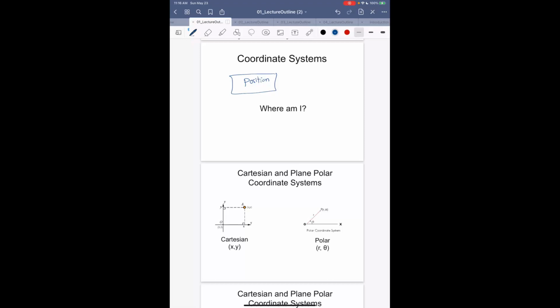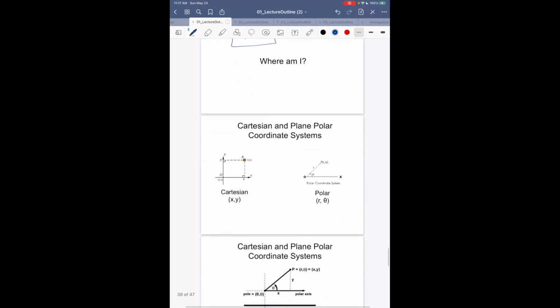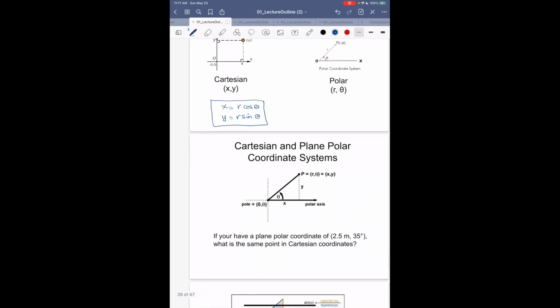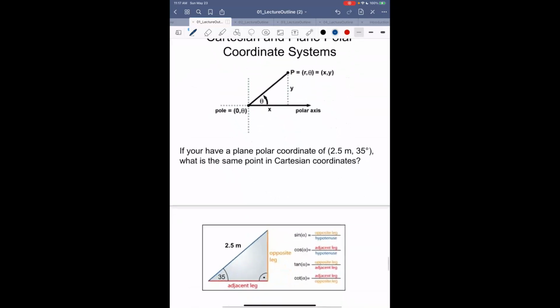The polar is going to give you how far you are from the origin with a vector called r and theta. This is polar and this is Cartesian. And there is a relation between the two. I can relate them by saying that x is r cosine theta, and y is r sine theta. This is going to be used very frequently in this course since we are going to deal with vectors, but I will go over it later in more detail.